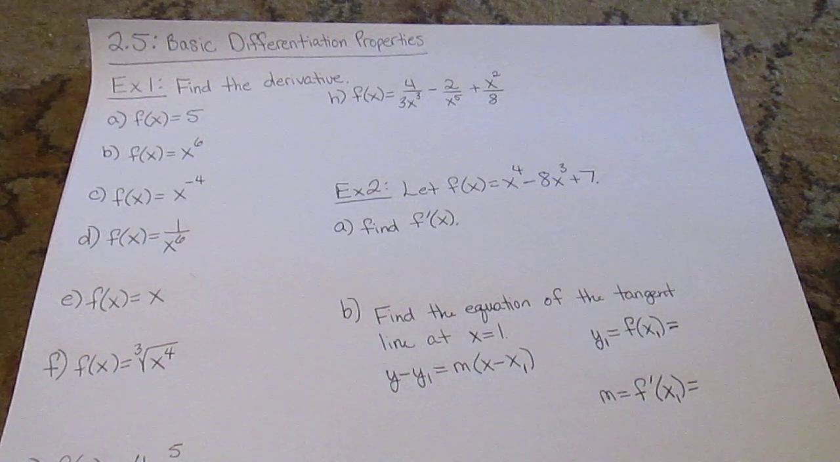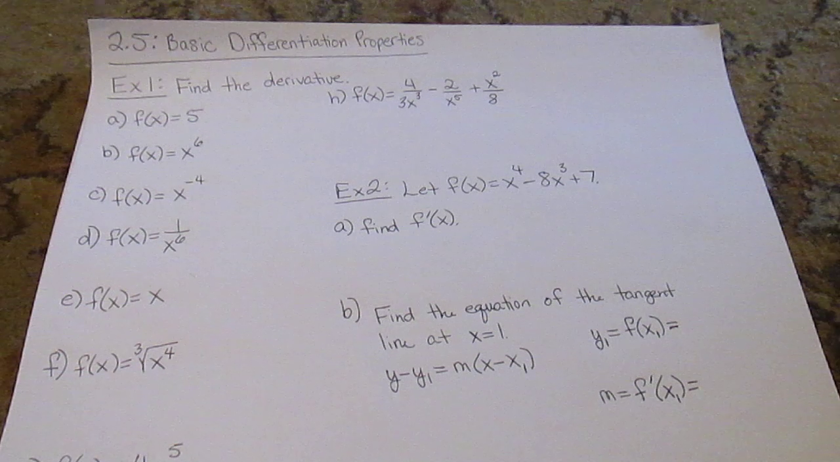2.5 is basic differentiation properties. In the notes that I provided my students on Canvas, you're going to find all of the properties. So you should definitely go on there and look at all of the different properties. We'll see the different properties as I do some examples.